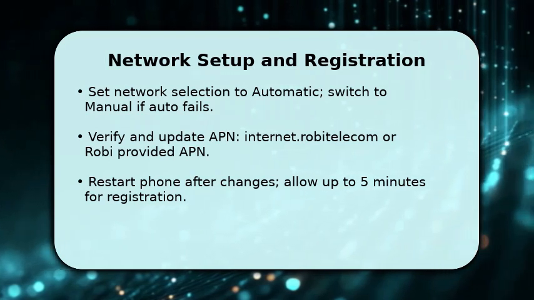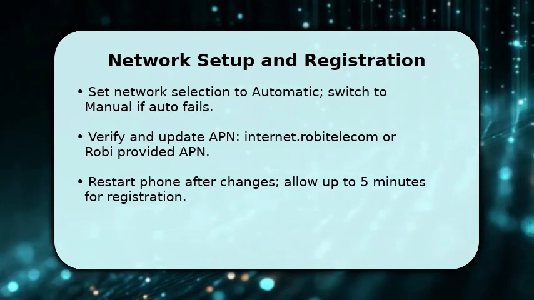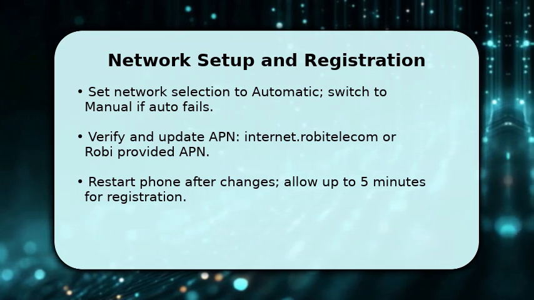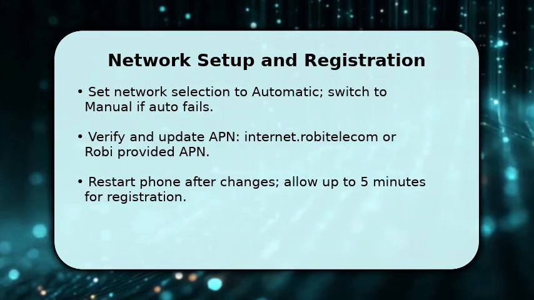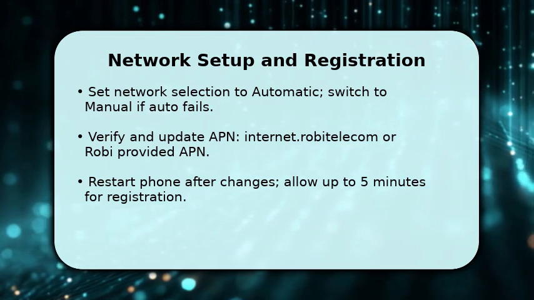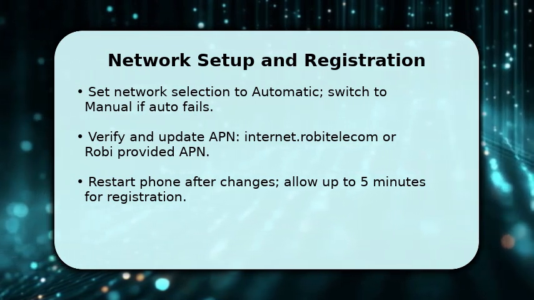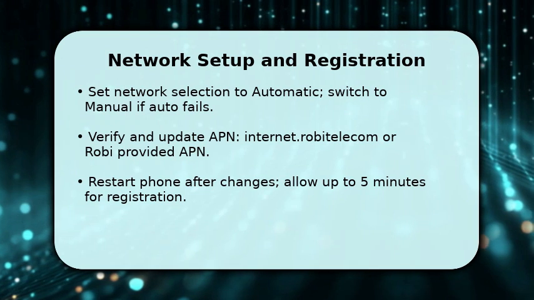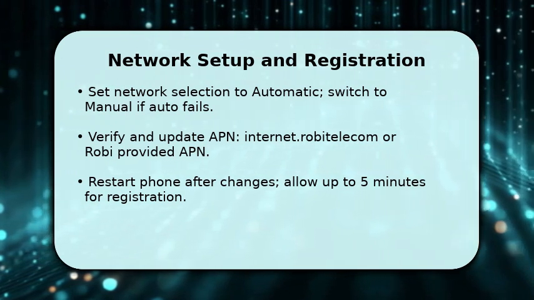If automatic fails, choose manual and pick a listed partner operator from the country you're in. This helps when signal is weak. Make sure your APN matches Robi's recommended entry, update it if needed. Once adjusted, restart your phone and wait a few minutes. This forces a fresh registration.